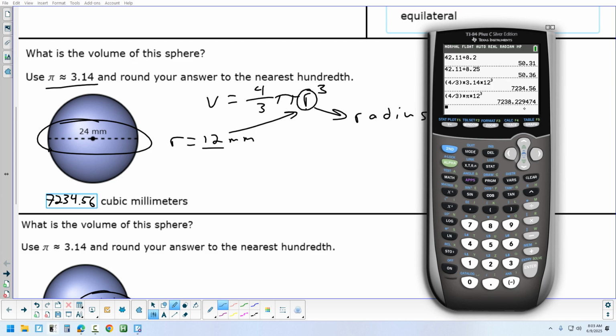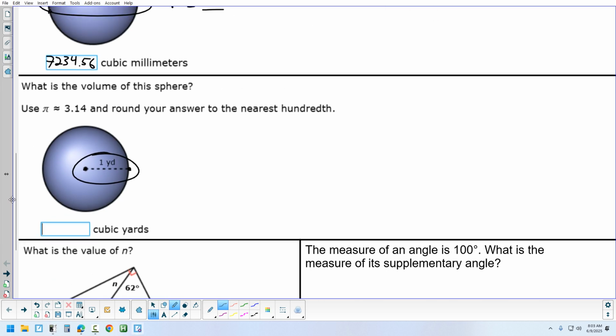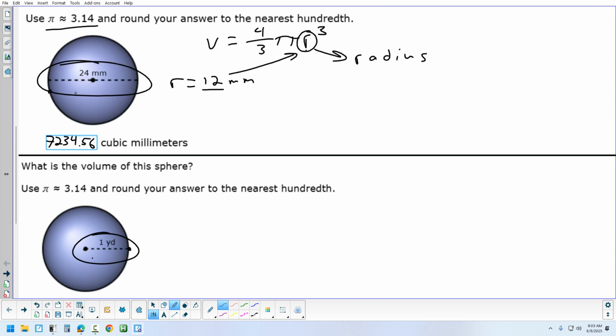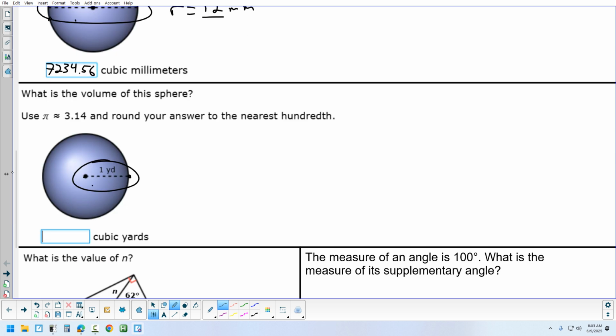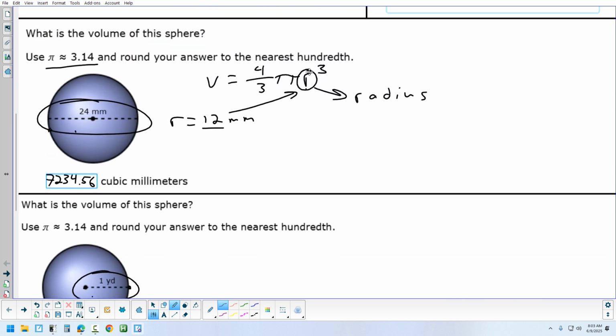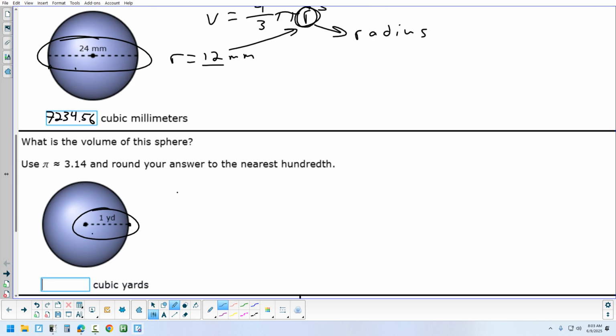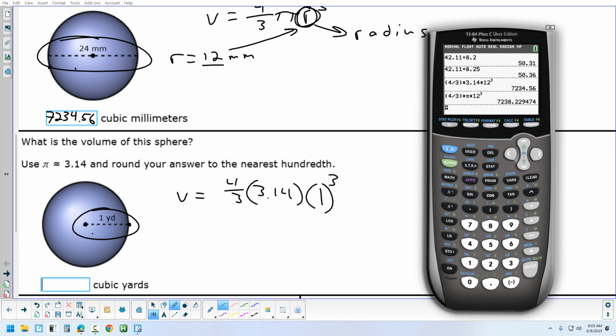All right, how about this one? Do I need to take half of this number like I did up here? No, that's not the diameter, that's the radius. So you're going to fill in the 1 right there. So the volume equals 4/3 times pi, and this time it's 1 cubed. All right, so I'll type it in. I still have everything from the last time, so all I have to do is change 12 to 1, and that should be what I want.